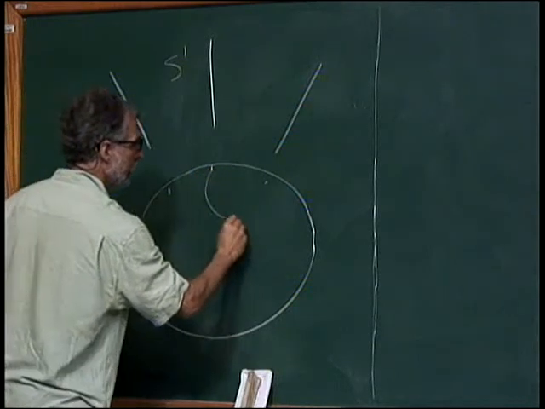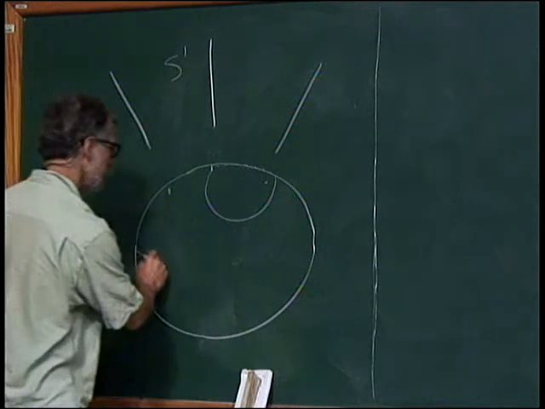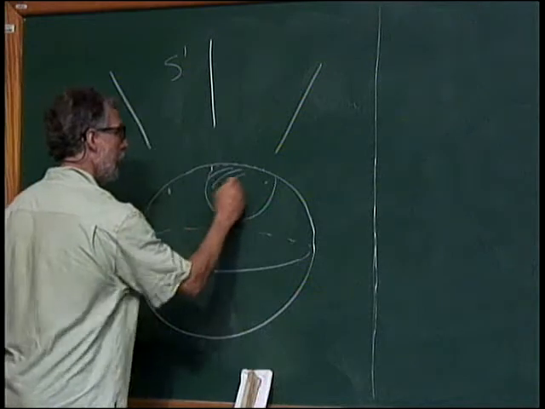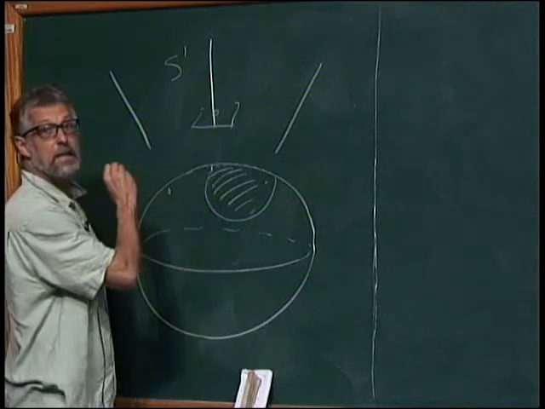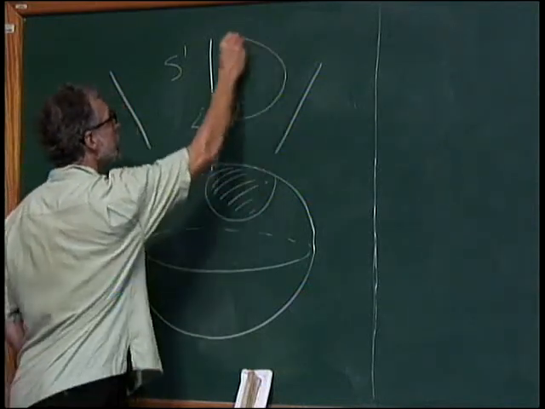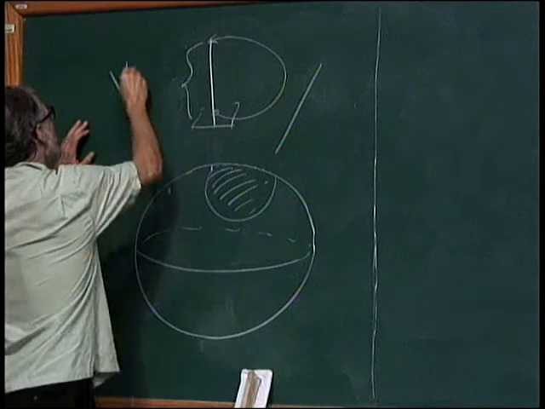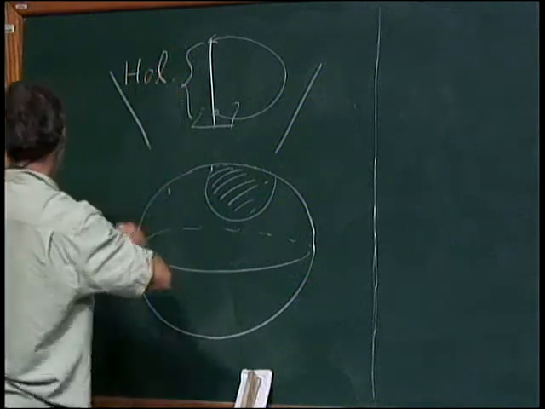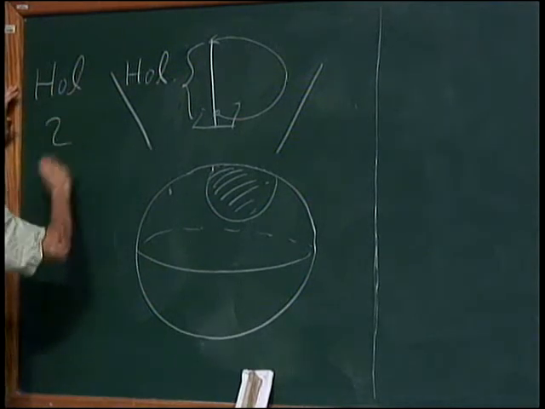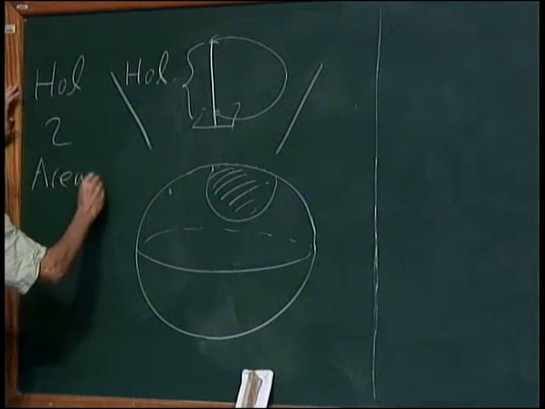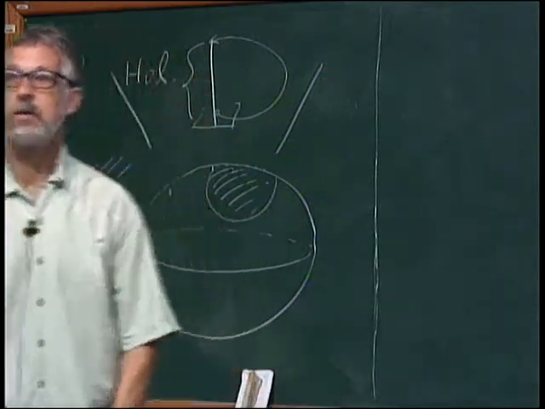I'll draw a picture that almost any book with connections has on it. So here's a little loop on the sphere. If I start at a point here and I travel horizontally, I come back to here, and the amount I traveled, we call the holonomy. And can you see over here? Okay. And the holonomy is proportional to the area of the shaded region.